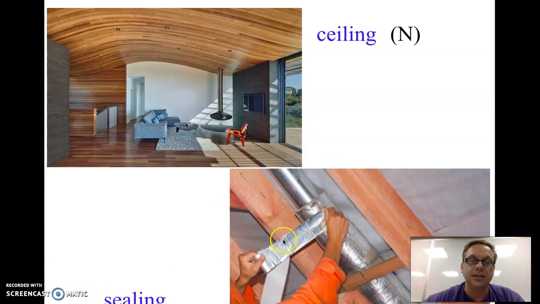What do you think this is? This person is sealing the pipe. This is a verb, right? A verb. In this case, the progressive verb with the ing.